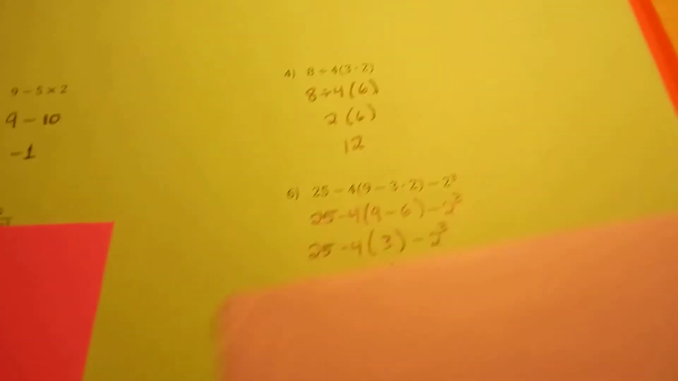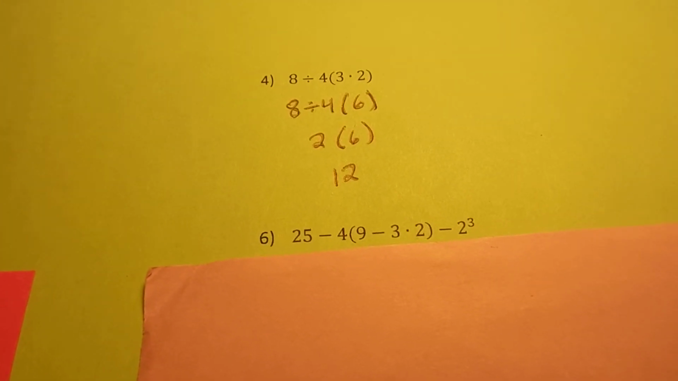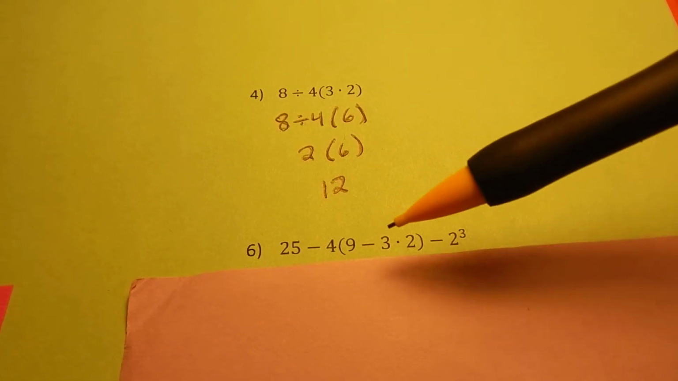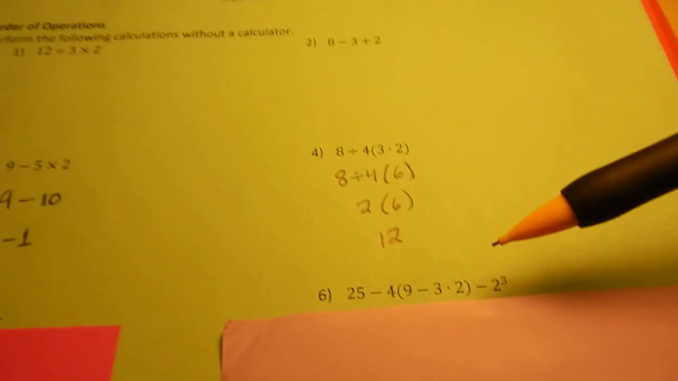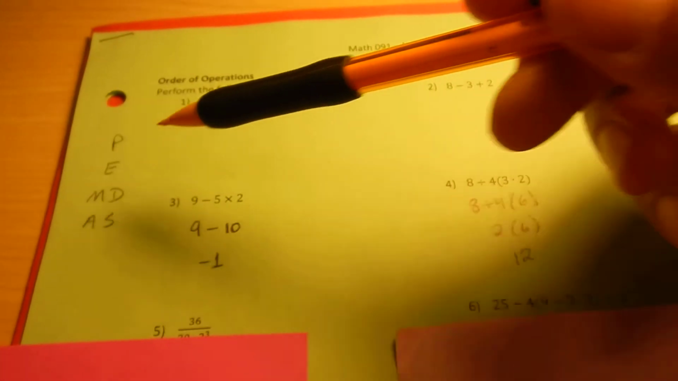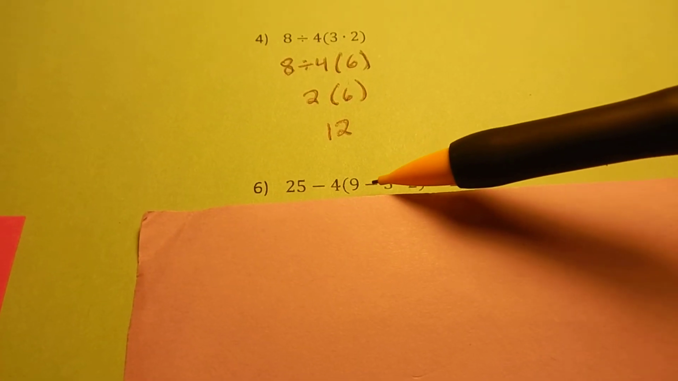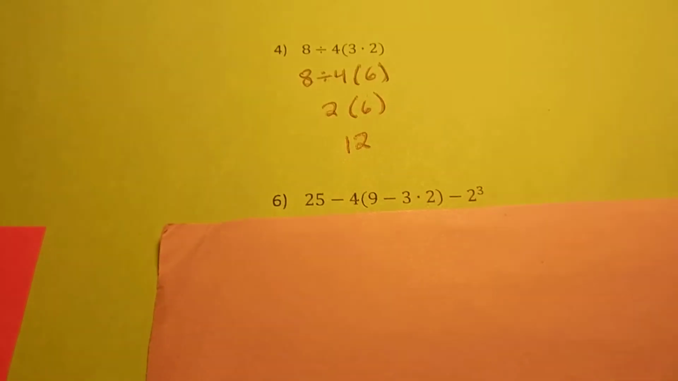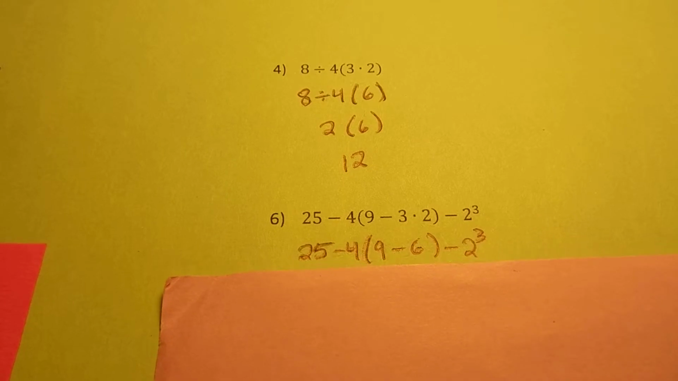The last one. Oops, showed you too much. The last one here, there's a set of parentheses, there's all kinds of operations, and there's an exponent. So first, parentheses go first. So inside parentheses we have subtraction and multiply. So hopefully you're thinking multiply first. So that 3 times 2 is a 6.